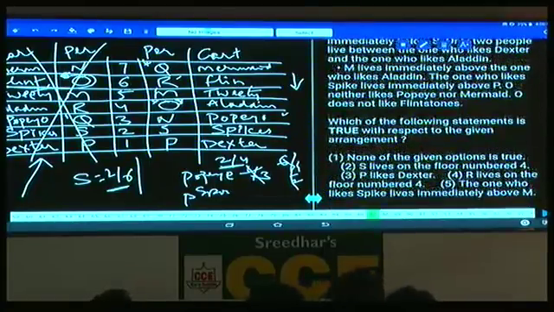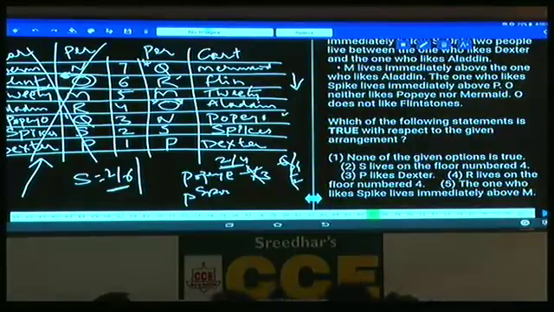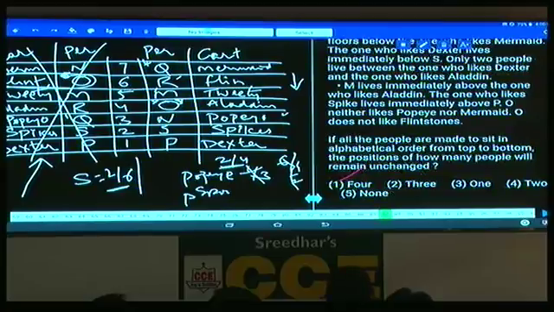87 to 91. 87. Which of the following statements is true with respect to the given arrangement? S lives on floor number 4. S on floor number 4 is ruled out. And P likes Dexter. Now P likes Dexter, definitely true or not? Definitely true, that is choice 3. Question number 87. Then question number 88.